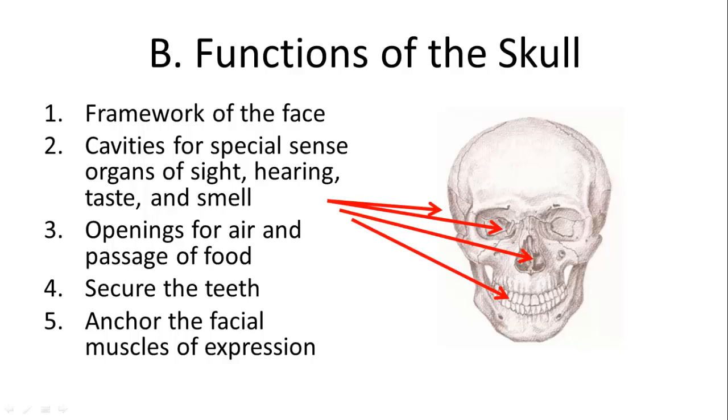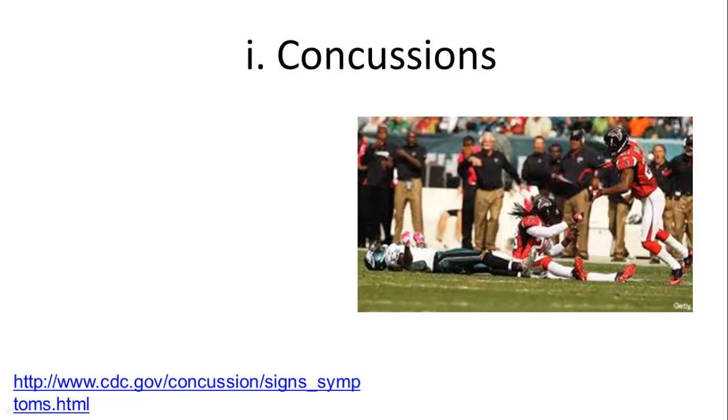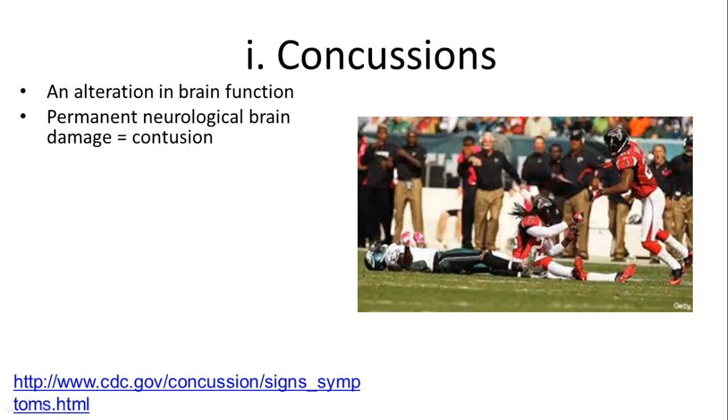Sometimes our bones, which are holding our brain, can get rattled a little bit, especially in contact sports such as football or rugby, or sometimes incidentally in other non-contact sports. This may cause a concussion, where you have an alteration in brain function, sometimes due to permanent neurological brain damage. Essentially, you get bumped, your head hits something, and the brain slams up against the brain case, and that can cause permanent damage to that part of the brain.